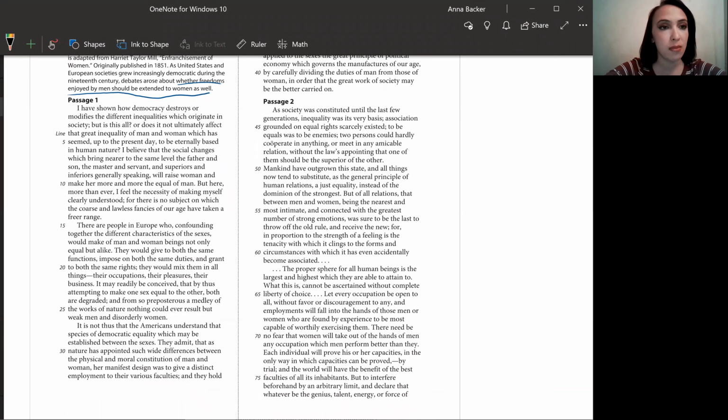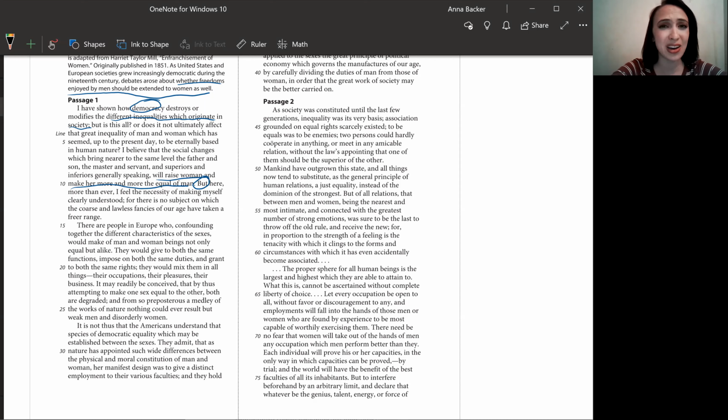All right, so passage 1, first paragraph. There's a lot going on here. This author has talked about how democracy destroys or modifies different inequalities which originate in society. And we see that superiors and inferiors will raise woman and make her more and more the equal of man. But, we see this word but, that means that he's probably going to contrast whatever he's saying here.